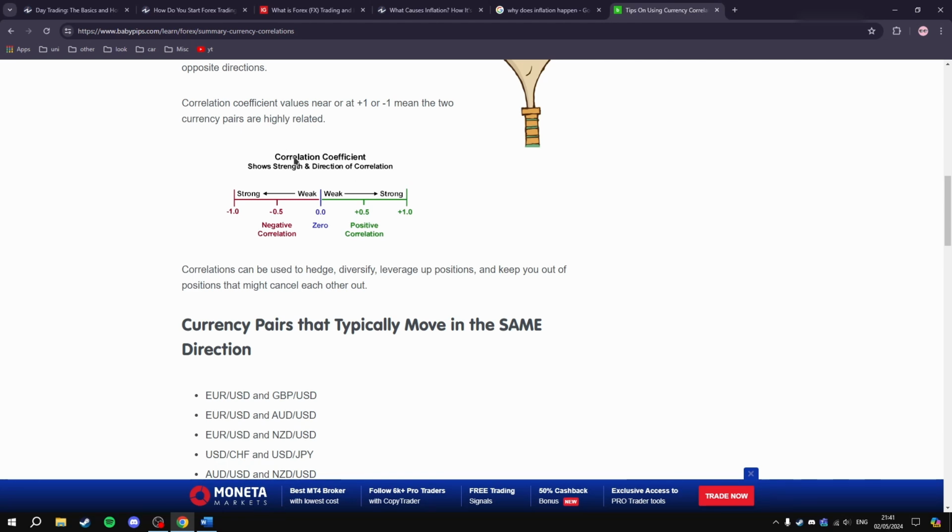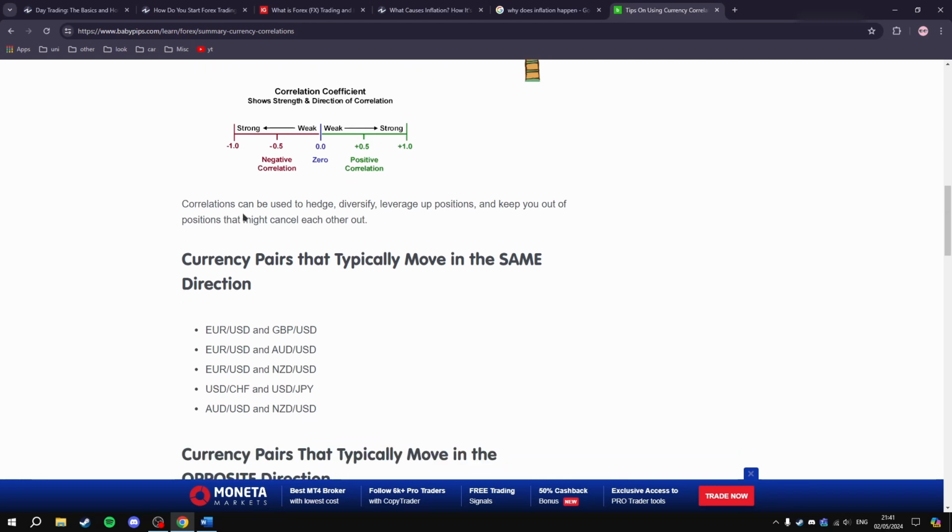Correlation coefficients show the strength and direction of the trend of correlation. Zero correlation means there's no correlation or random correlation. +1 is strong positive, -1 is strong negative. Correlations can be used to hedge, diversify, leverage up positions, and keep you out of positions that might cancel each other out.